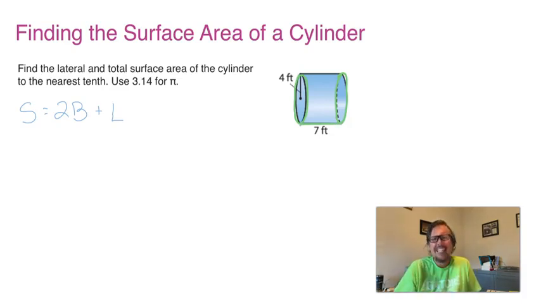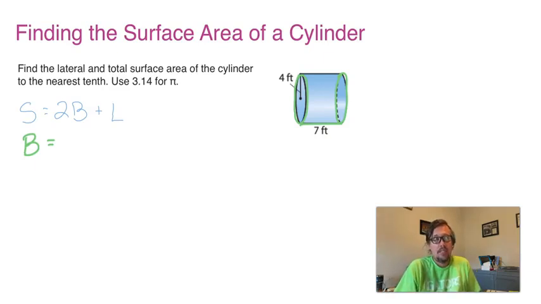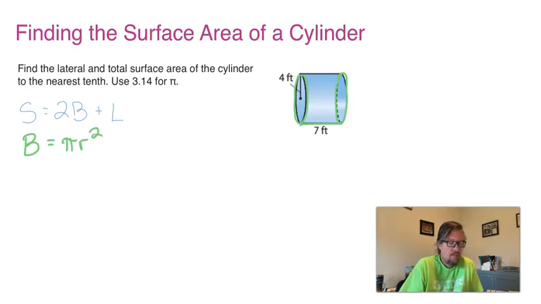So finding the area of the bases is really pretty simple, because the area of the base when the base is a circle is the area of a circle, and the formula for that is pi r squared. So that's how you find the area of the base of a circle. The lateral surface area, you may recall from when we were working with prisms, we found by doing the perimeter multiplied by the height. And we're going to do the same thing here. We're going to do the perimeter of the base multiplied by the height.